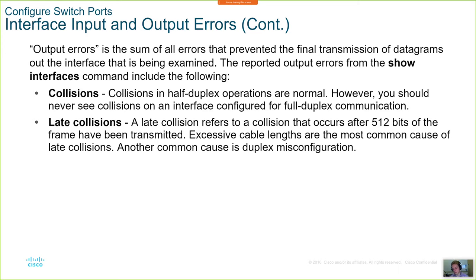A late collision is very interesting. It's actually when a part of the frame has gotten to the other device, right? So it's sent from one device, it's actually gotten to the other device, and we've already had 512 bits actually get there. But all of a sudden there's a collision after the frame was being received. This is probably a hardware issue with the switch port or computer port or something like that. But this is not super common to see, late collisions.